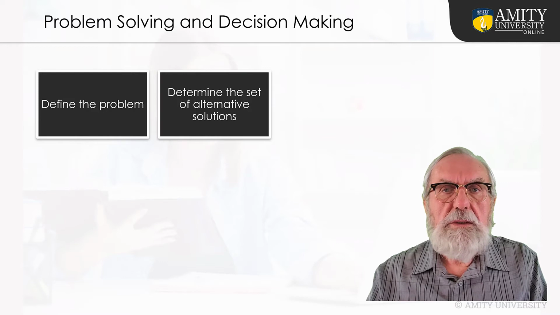Step 2. Determine the set of alternatives. The next step for making a good decision is to collect appropriate information on the issue and identify alternate solutions. As you collect information, you will probably identify several possible paths of action or alternatives.